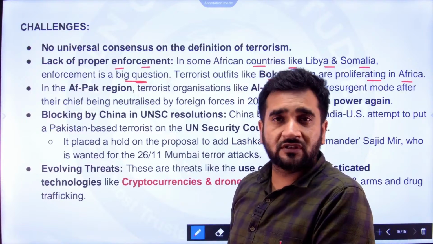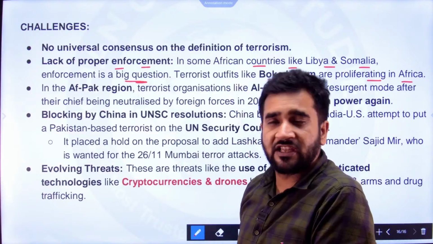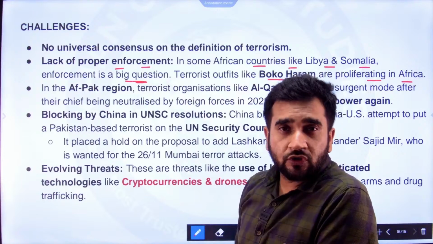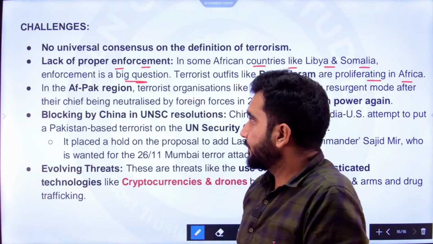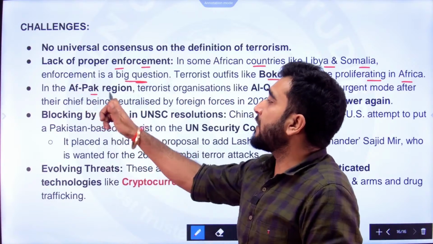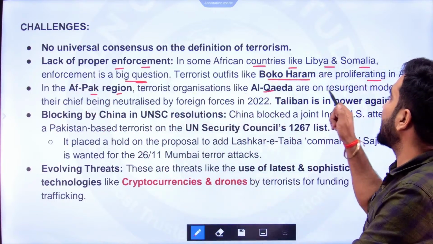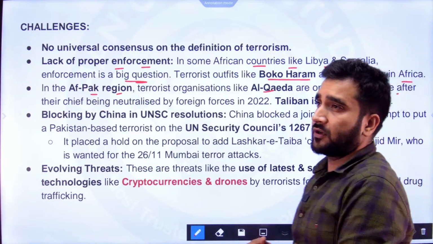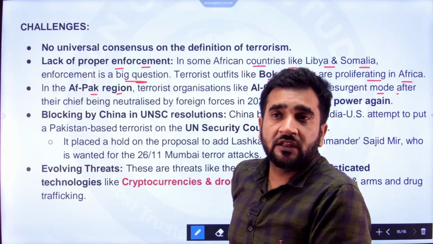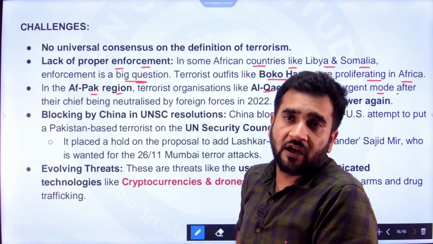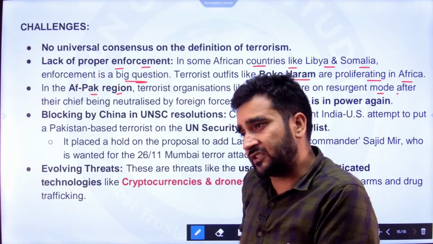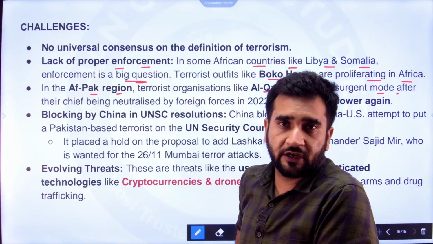Policies, resolutions वगैरह सब आ जाते हैं, टेबल हो जाते हैं, पास भी हो जाते हैं, but enforce कैसे करें, implement कैसे करें, that is something which is lacking. Then in the AFPAC region, terrorist organizations like Al-Qaeda are on resurgent mode. ठीक है, in 2023, the chief of Al-Qaeda was killed by the foreign forces. That is one such achievement of this global war on terror.